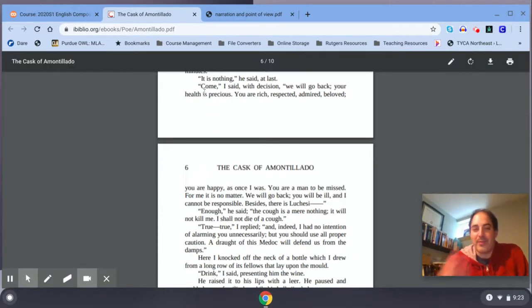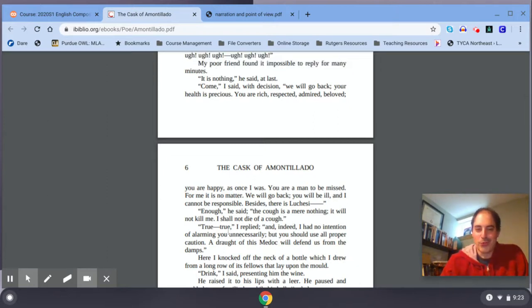"Come," this is the bottom of page 5. "Come," I said with decision, "we will go back. Your health is precious. You are rich, respected, admired, beloved. You are happy, as once I was. You are a man to be missed. For me it is no matter. We will go back. You will be ill, and I cannot be responsible. Besides, there is Lucchese." "Enough," he said. "The cough is a mere nothing. It will not kill me. I shall not die of a cough."